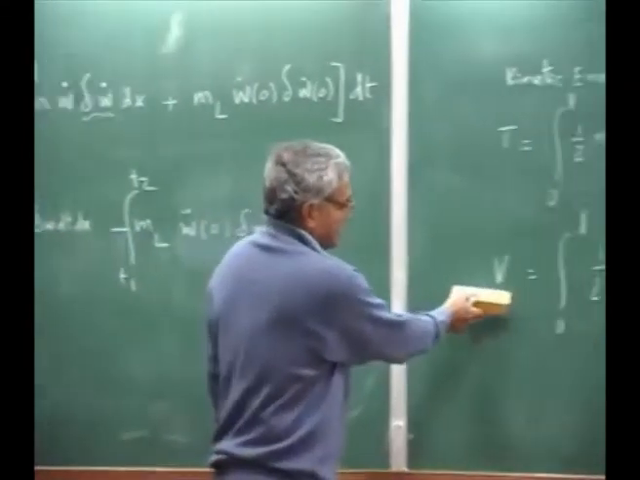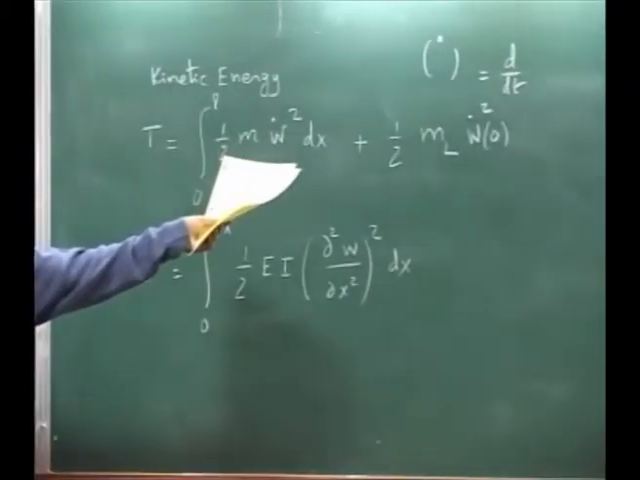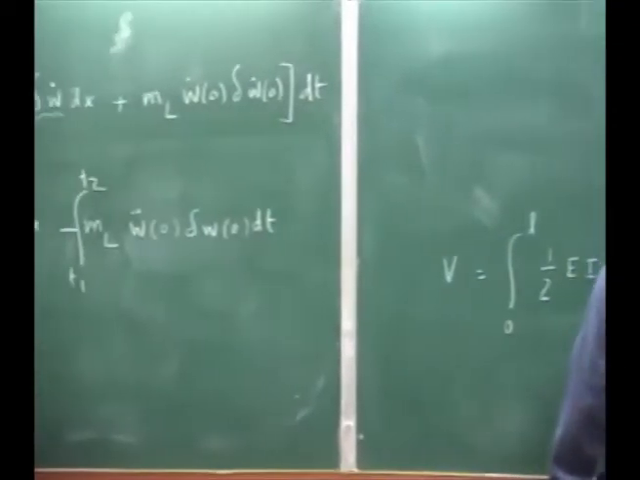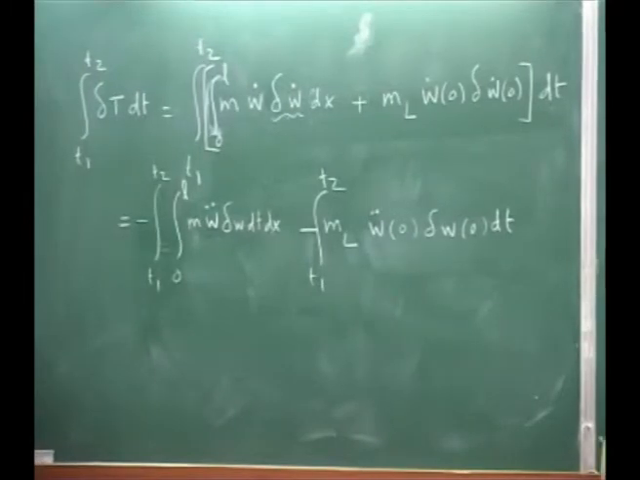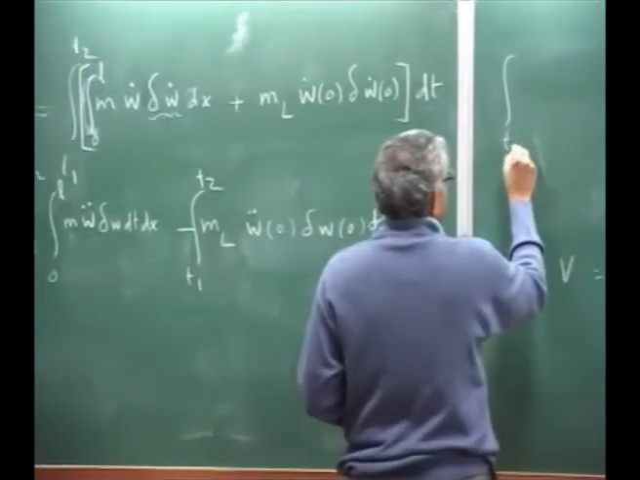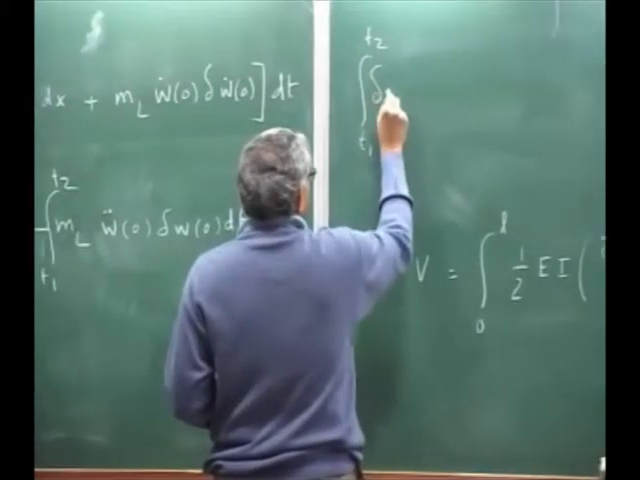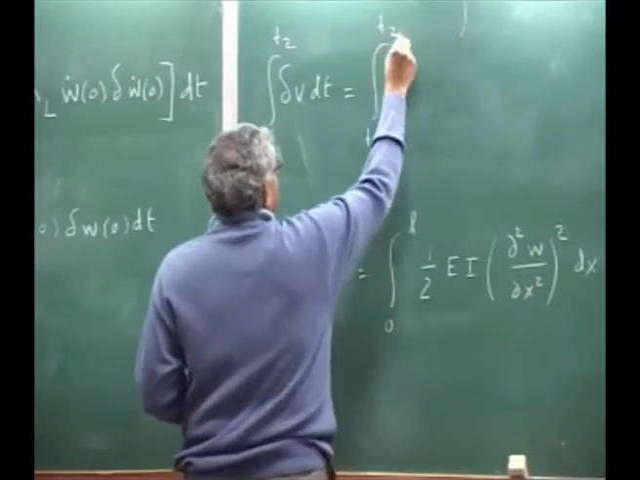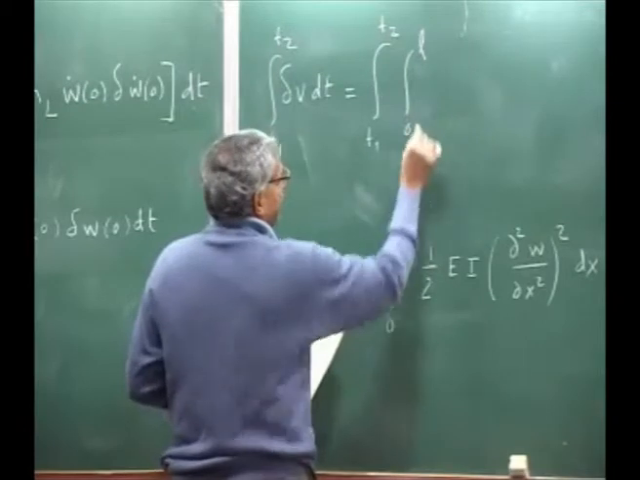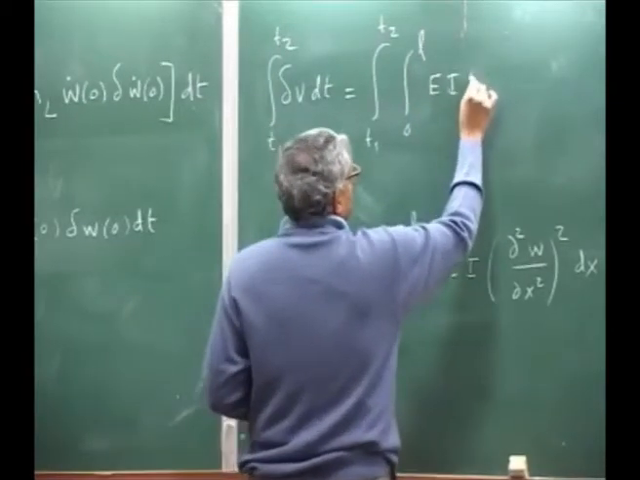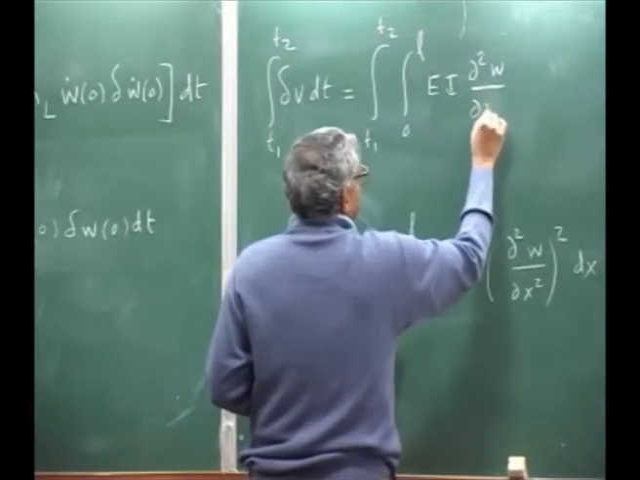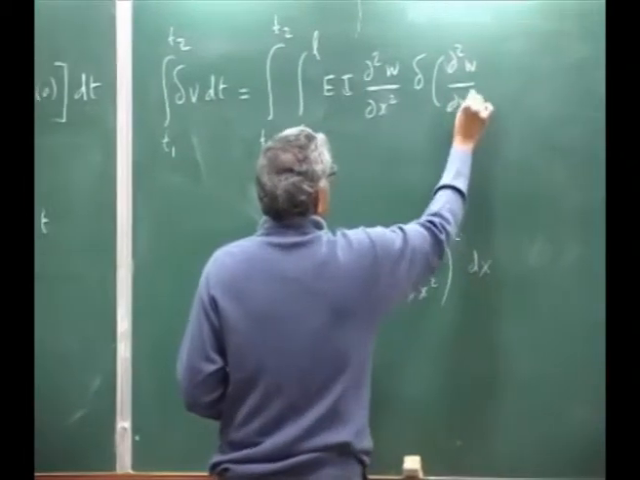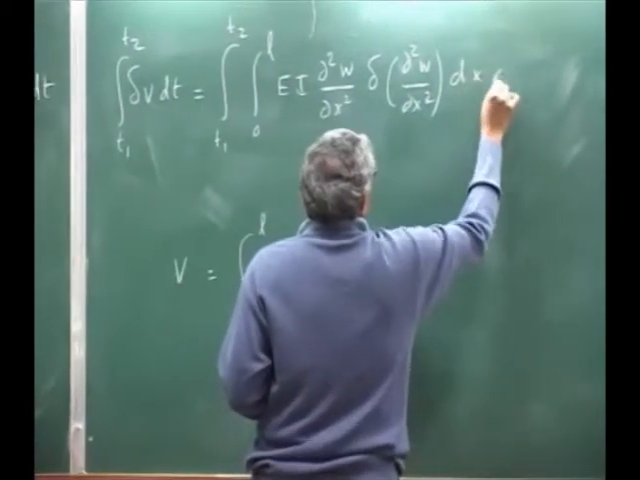Next we have to take the variation of the strain energy expression. Taking t1 to t2, delta V dt, is equal to integral t1 to t2, integral 0 to L, EI del square w by delta x square.